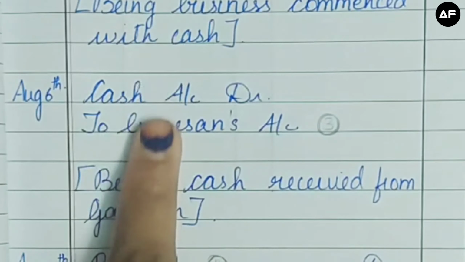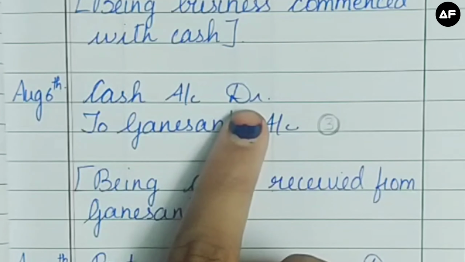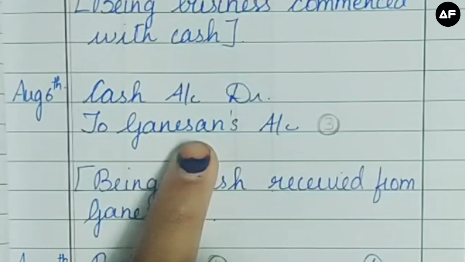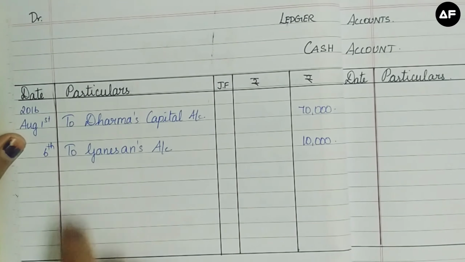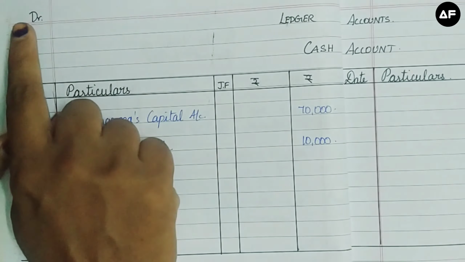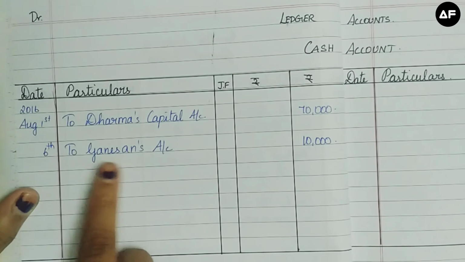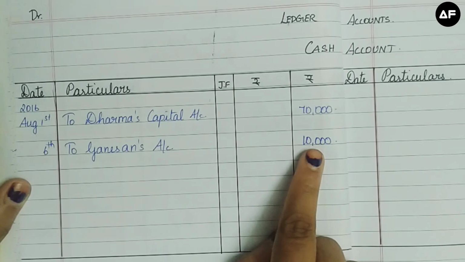After that, we are going back into our journal entries. The first journal entry is over. Now we are going to the second journal entry and we have cash account debtor in our second journal entry also. And it is in the debit. So go to the debit side of the cash account and write the opposite account's name, that is to Ganeshan's account. So I came to the cash account, debit side, and I have written the opposite account's name, that is Ganeshan's account on the 6th, and I've recorded the amount in the outer column, that is 10,000.